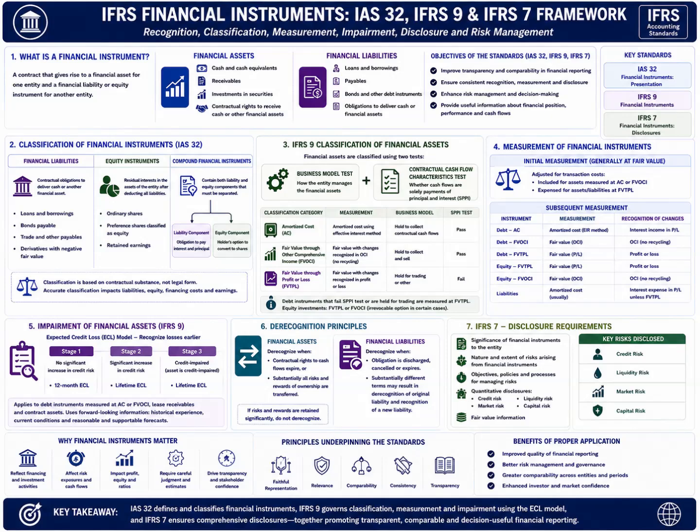Financial assets include cash, receivables, investments, and contractual rights to receive cash or other financial assets. Financial liabilities include obligations to deliver cash or financial assets. These standards aim to improve transparency, comparability, and consistency in reporting financial risks, financing arrangements, and investment activities within global financial markets. Classification of financial instruments is essential because it determines how instruments are measured and presented in financial statements.